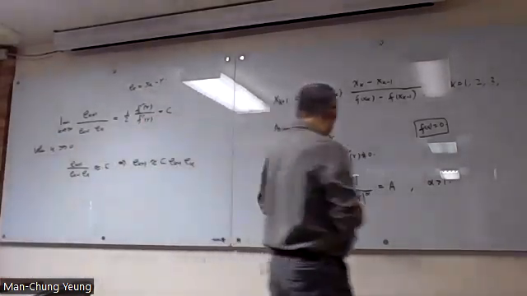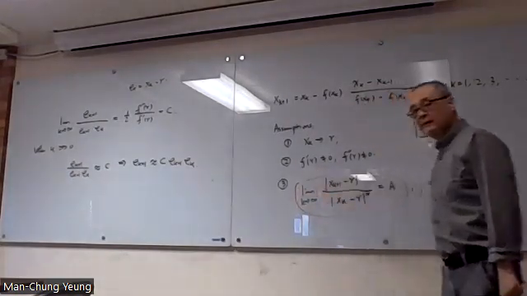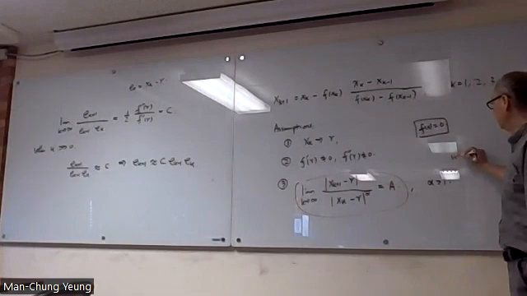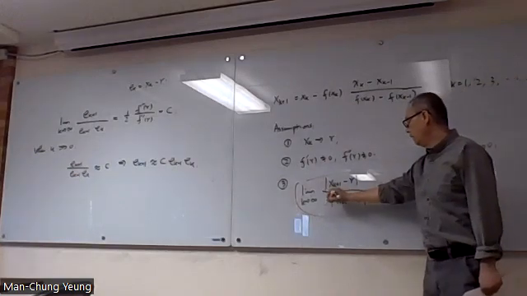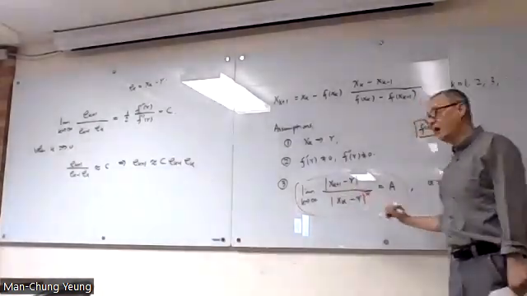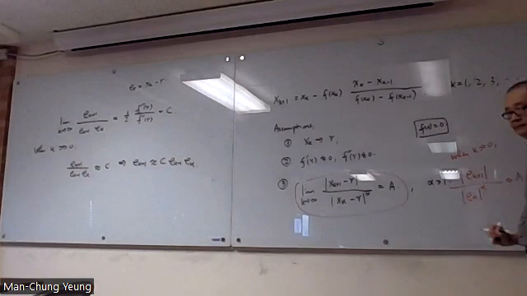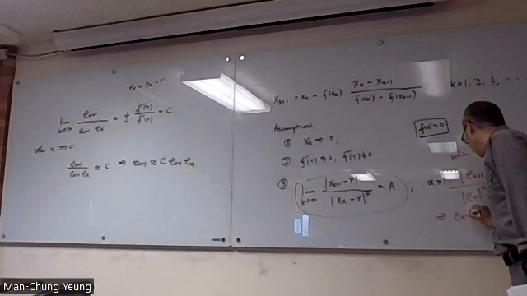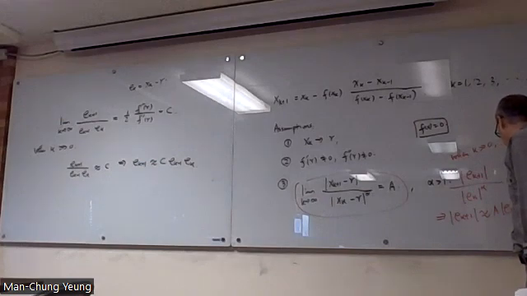On the other hand, from this assumption, when k is very, very large, the absolute value of xk plus 1 minus R, which is Ek plus 1, over the absolute value of Ek to the alpha is roughly A. Now from here we have Ek plus 1 roughly is A times Ek to the alpha.